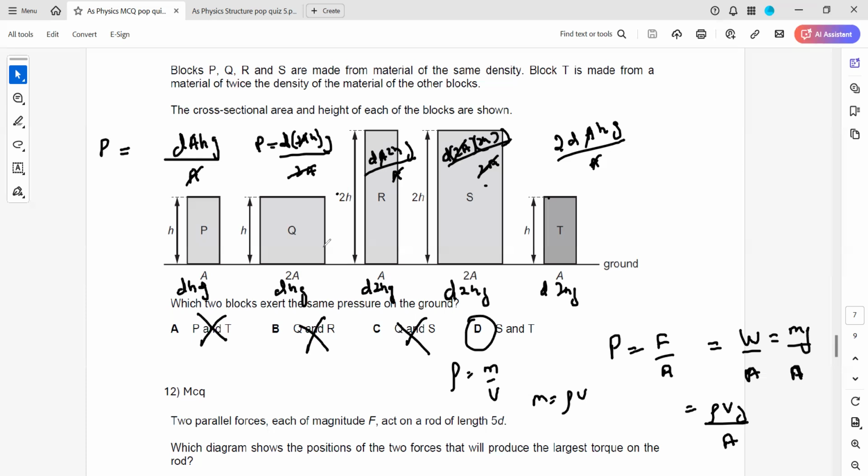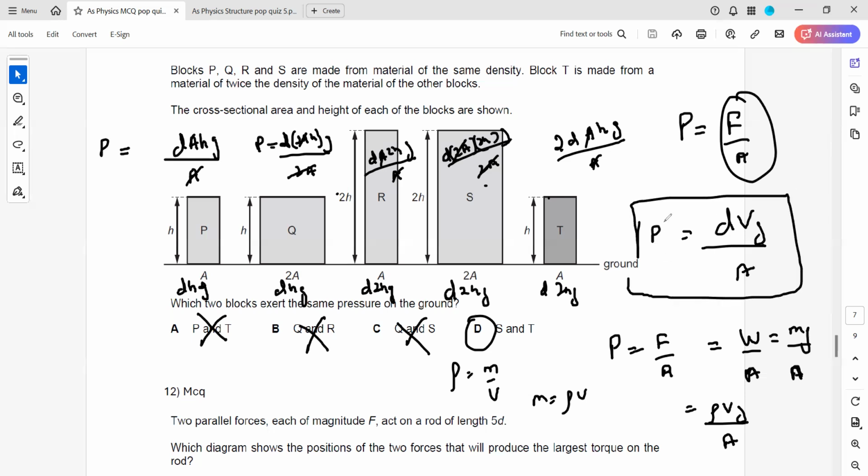So the pressure exerted by the object does not only depend on the force, it also depends on the area combination. And in this case, the pressure was density into volume into gravity divided by area. So that's how we apply the rule and work out which one gives the same expression and exerts the same pressure. So you don't just compare the area, you have to compare the density and the volume as well.